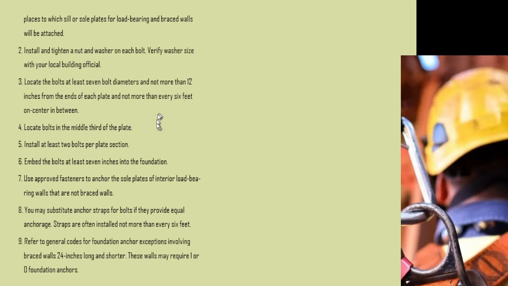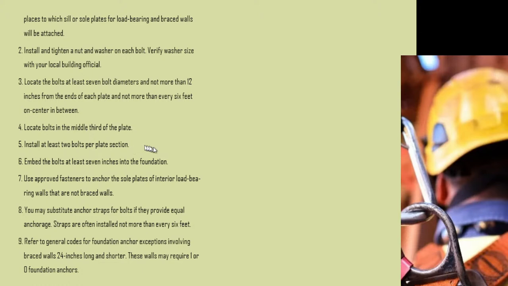So locate the bolts at least 7 bolt diameters and not more than 12 inches from the ends of each plate and not more than every 6 feet on center in between. So these are the locations of the bolts. 7 bolt diameters, not more than 12 inches from the ends of each plate. So locate bolts in the middle third of the plate. Middle third.